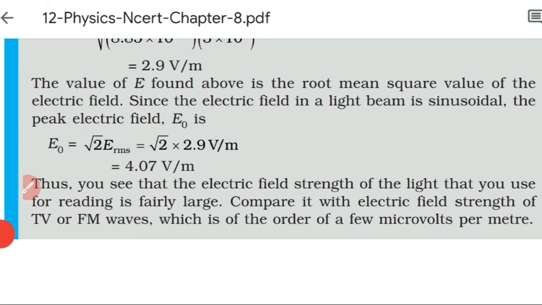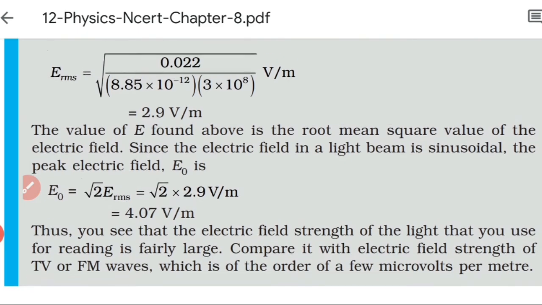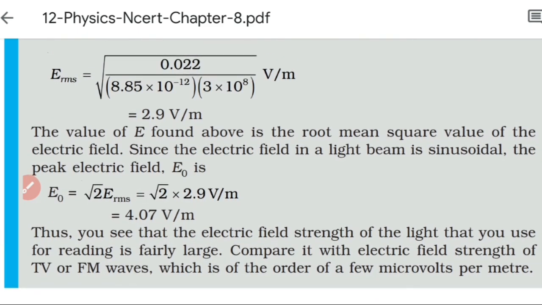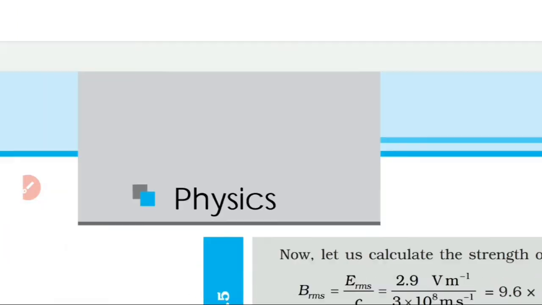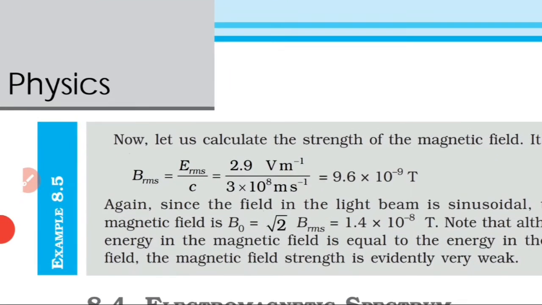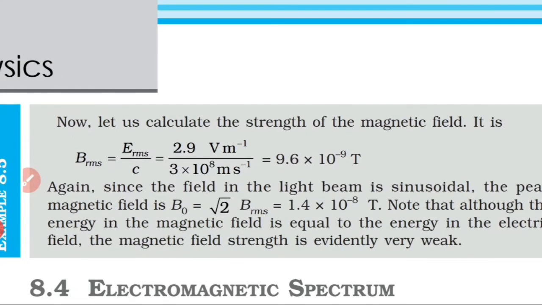So the electric field we got. Now to find the magnetic field, it is very easy. We can use the equation E0 by B0 equal to C. From that we will get both BRMS and B0. BRMS is 9.6 into 10 raised to minus 9 Tesla, and B0 is 1.4 into 10 raised to minus 8 Tesla. With that, we conclude today's lesson. Thank you.